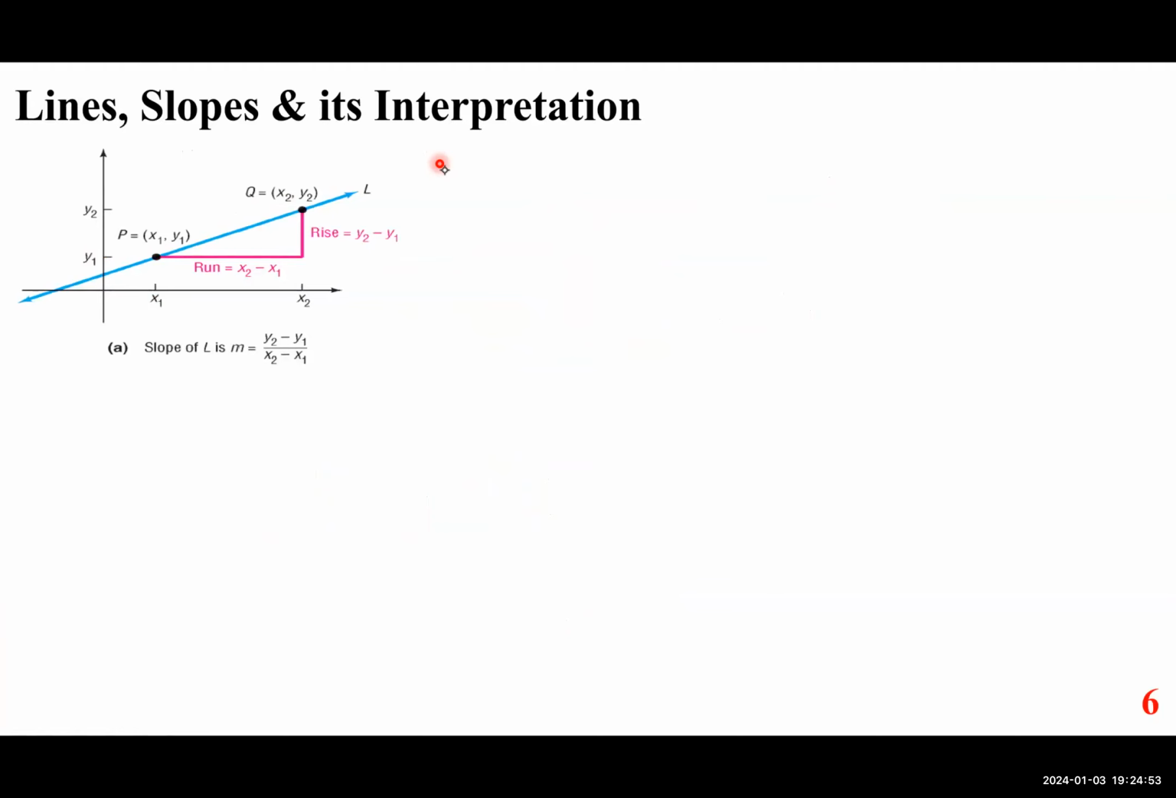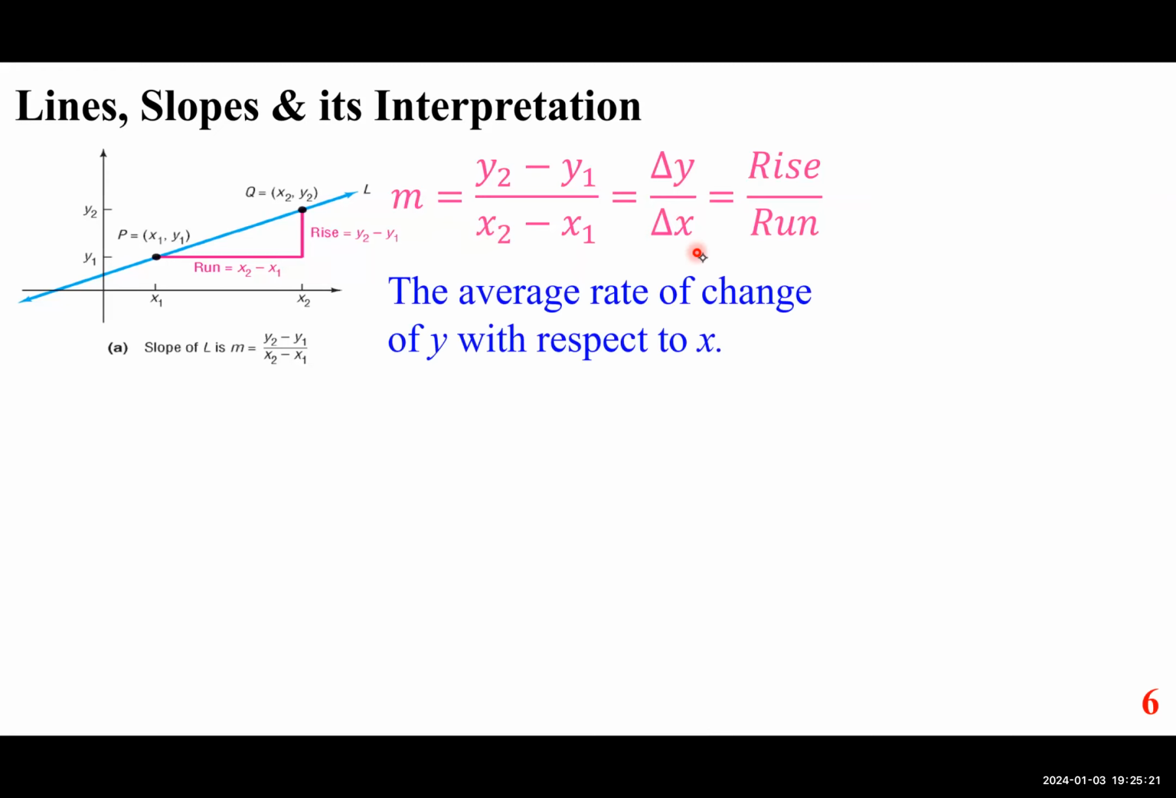Lines, slopes, and their interpretation. Here's a line. Here's the rise. Here's the run. The slope is defined as rise over run. You can say y sub 2 minus y sub 1 over x sub 2 minus x sub 1, or delta y over delta x, known as the average rate of change of y with respect to x. That's the definition of a slope.